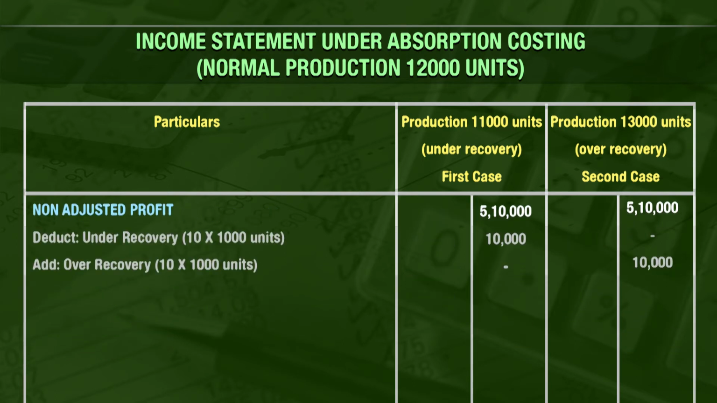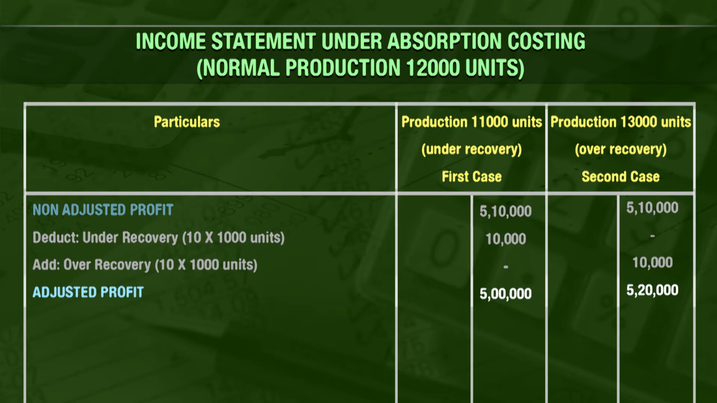Now, this is the case of under recovery and over recovery where we have considered actual production of 11,000 units and 13,000 units. On the other hand, our normal production is of 12,000 units. Obviously, our first case will be of under recovery. Here we have less production of 1000 units. So, 1000 units will be multiplied by 10 rupees of recovery rate and this 10,000 rupees will be deducted from our profit. Then after, we have over recovery of 1000 units in the second case, which will be added in our profit, and therefore, our adjusted profit would arrive at rupees 5 lakh and 5,20,000 respectively for the production of 11,000 units and 13,000 units.